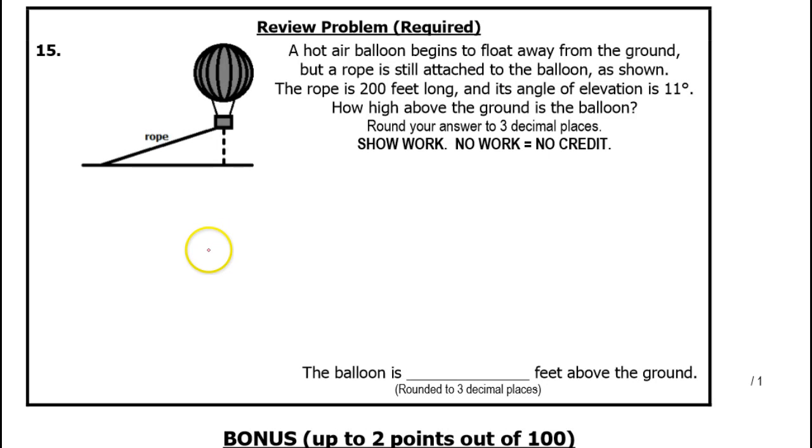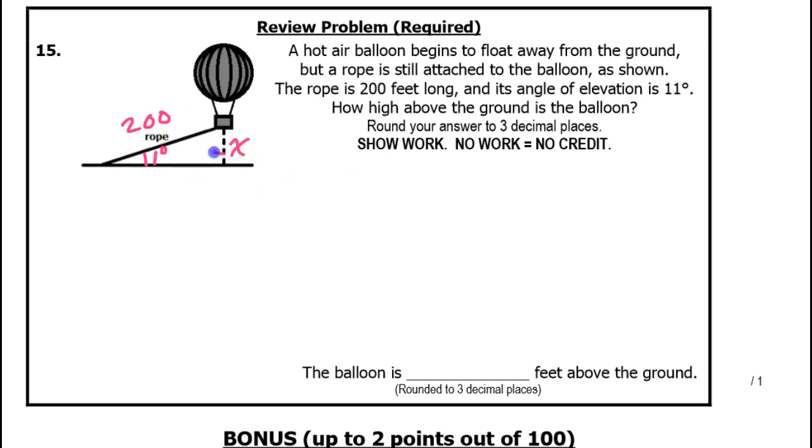Alright, here we have a review problem from the previous unit where we will use SOH CAH TOA, sine, cosine, and tangent. A hot air balloon begins to float away from the ground, but a rope is still attached as shown. The rope is 200 feet long, so that tells me that this is 200 right here. It's at an angle of elevation of 11 degrees, so that's going to be 11 degrees right here. How high above the ground is the balloon? That's going to be x right there.